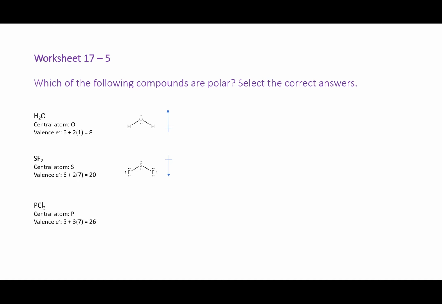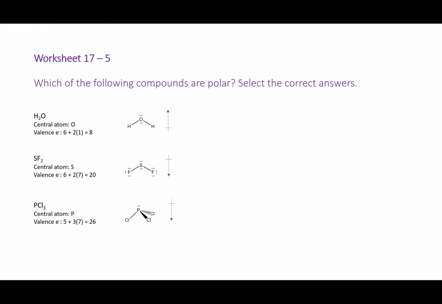So taking a look at PCl3, our central atom is going to be the P. Our total valence electrons are going to equal 26. And it's going to have a tetrahedral-like shape that is missing the axial bond. And so it kind of looks like a tent. So in this case, we know that our phosphorus is less electronegative compared to our 3 chlorines. So our 3 chlorines are going to be partially negative while our phosphorus is going to be partially positive. So we also have an overall dipole moment pointing downwards, which does make this molecule polar.